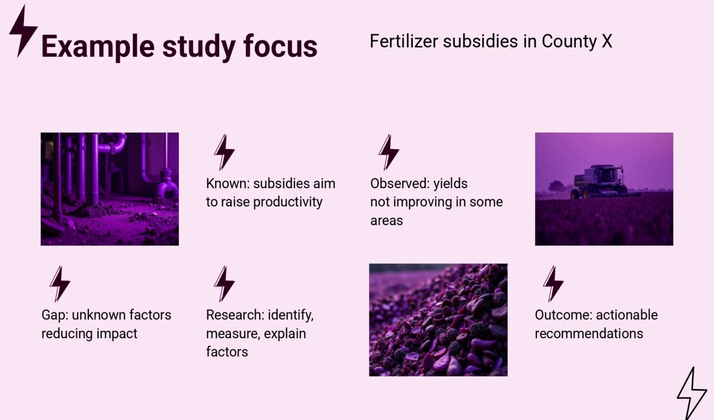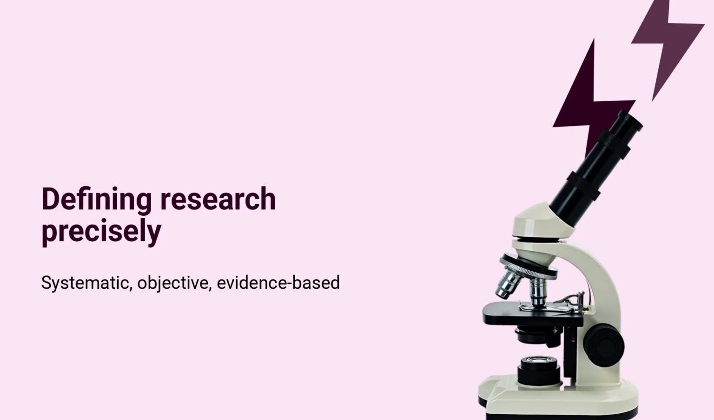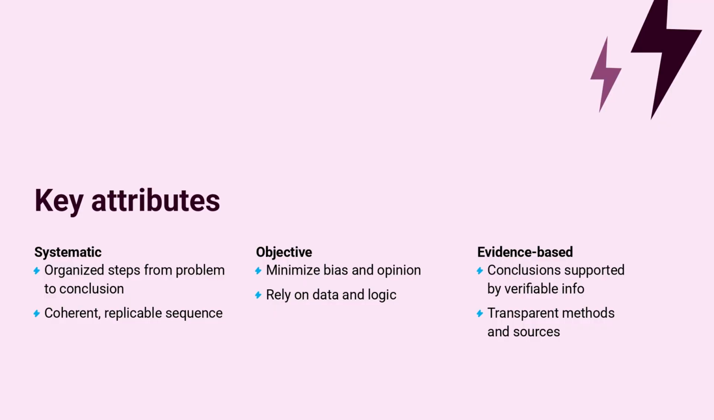Now we can define research more precisely. Research is a systematic, objective, and evidence-based process used to investigate a problem, answer a question, or generate new knowledge. Let's unpack that. Systematic means it follows organized steps. Identifying a problem, reviewing literature, collecting data, analyzing results, and drawing conclusions. Objective means you rely on facts and data, not personal opinions or biases. Evidence-based, scientific means conclusions are supported by verifiable information, not assumptions. In short, research is a disciplined process of asking, investigating, and answering.